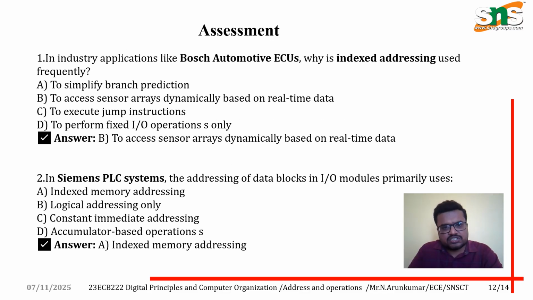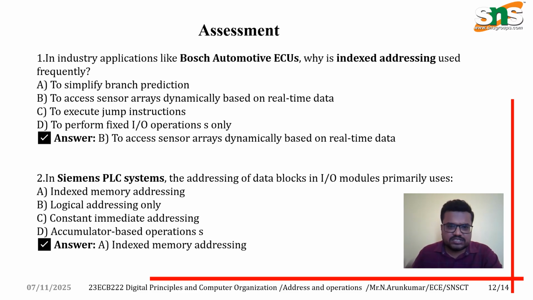Assessment. In an industry application like the Robert Bosch automotive electronic control unit, why is index addressing used frequently? Here the options are: simplify the branch predictions, access the sensor arrays dynamically based on real-time data, execute the jump instructions, and perform fixed input-output operations only. So the answer is to access the sensor arrays dynamically based on real-time data, so that it will be accessed in the Robert Bosch electronic control unit.